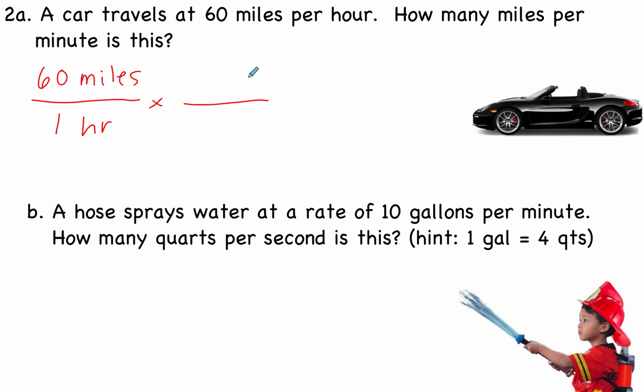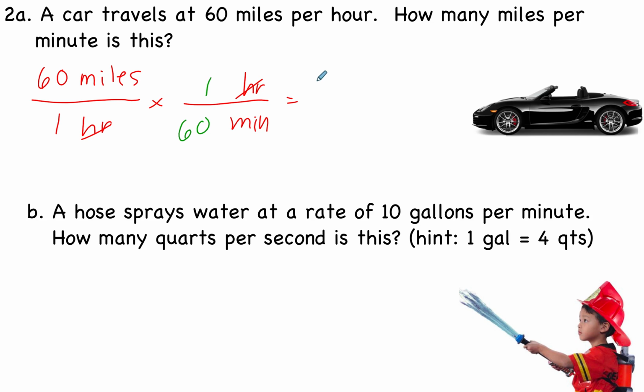So I need a conversion factor from hours to minutes. Now I want the hours to cancel, so I'm going to put hours on top and minutes on the bottom. So these units will cancel, hours will cancel, and I'll be left with miles per minute. So now we just need to plug in our conversion factor. What do we know relates hours and minutes? Well, every 1 hour has 60 minutes.